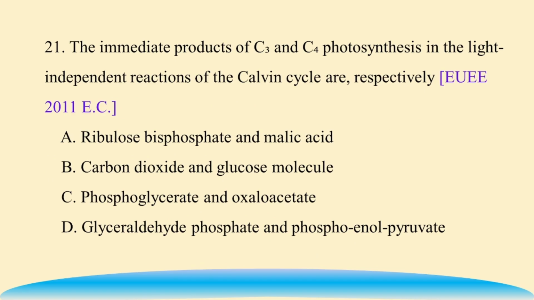Question number 21. The immediate products of C3 and C4 photosynthesis in carbon fixation are, respectively, A. Ribulose bisphosphate and malic acid. B. Carbon dioxide and glucose. C. Phosphoglycerate and oxaloacetate. D. Glyceraldehyde phosphate and phosphoenol pyruvate.